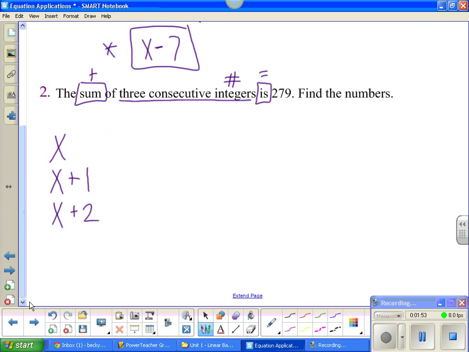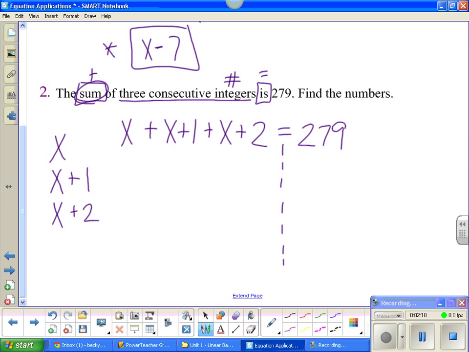But I don't know what these numbers are. But I know that the sum of all 3 of them is 279. So here's the first one, and then I'm going to add the second one, and then I'm going to add the third one, and it's going to equal 279. Now all I have to do is solve it. Well, I have like terms. I don't need to move them, I just need to combine them, so that would give me 3x, and then the 1 and the 2 would give me a 3.